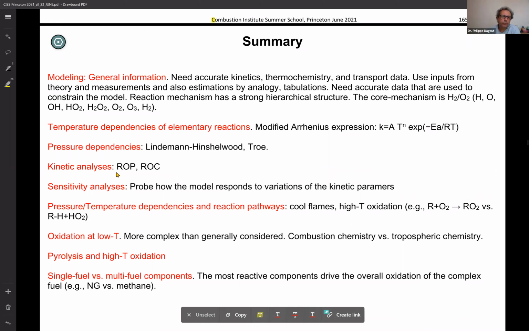Sensitivity analyses are totally complementary to these, and they will probe the response of the model to a variation, for example, of kinetic parameters, but it can also be the response to the variation of thermochemistry. Pressure and temperature dependencies and reaction pathways: I showed you that both have a strong effect on reaction pathways.